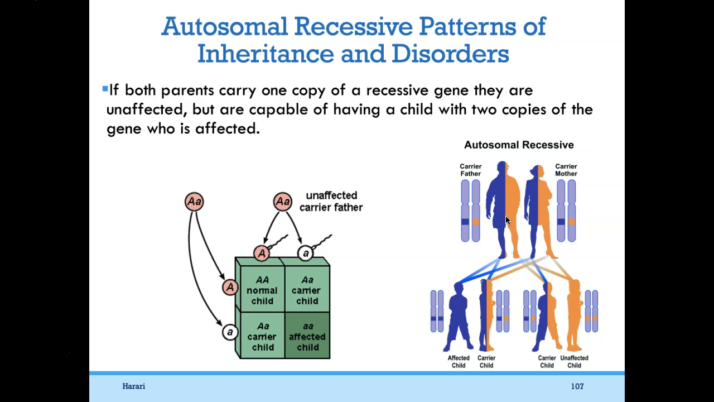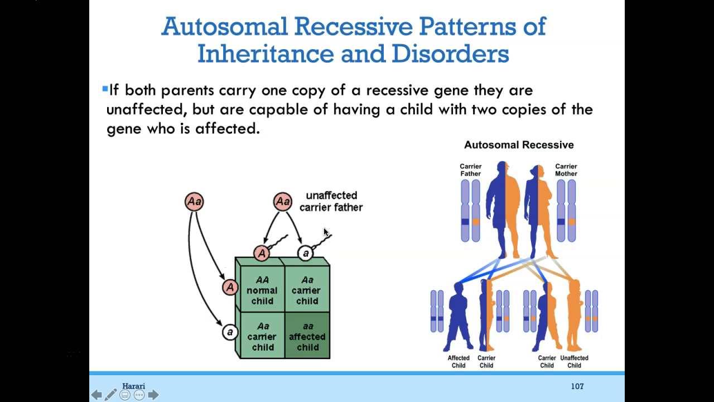And in this case, if both parents carry one copy of a recessive gene, they are unaffected. But they're capable of having a child with two copies of the recessive gene that is affected. Right? So you can have two carriers that have one copy of the normal gene and one copy of the bad, or mutated, one. It's possible for them to have an unaffected child, 25% chance, 50% chance of having a carrier child, and a 25% chance of having an affected child. And that's shown in this Punnett square here.